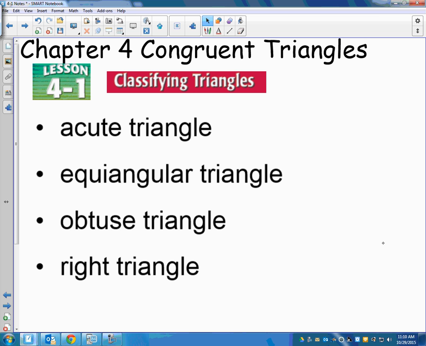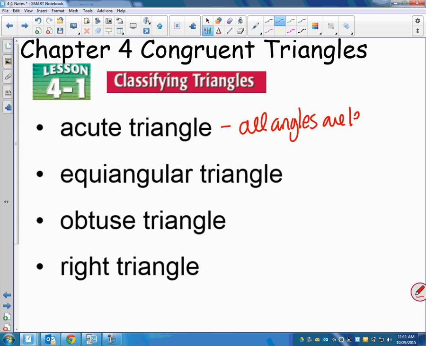How would you describe or define an acute triangle? It has acute angles. All of the angles have to be acute. And what does acute mean? Less than 90. All angles are less than 90, which is the definition of an acute angle. And maybe you could draw a little picture of an acute triangle. It's a cute little triangle, right?